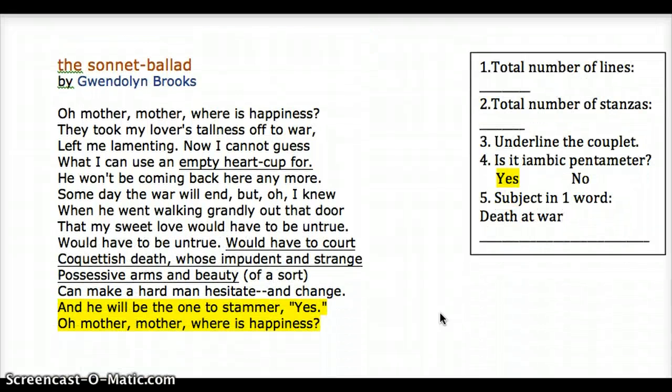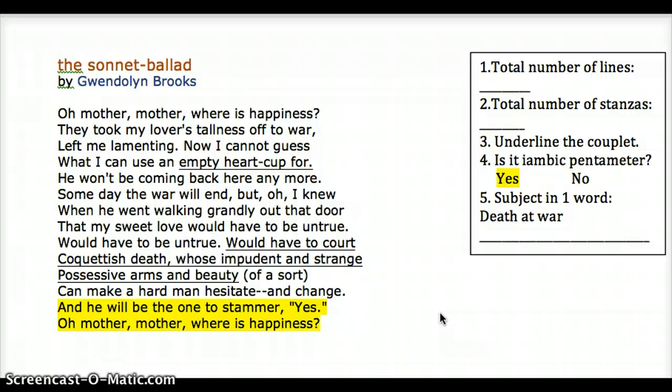This one's a little tricky to figure out, but maybe you did. This one also has 14 lines, 4 stanzas. The couplet is at the end. It is in iambic pentameter. O mother, mother, where is happiness? They took my lover's tallness off to war.